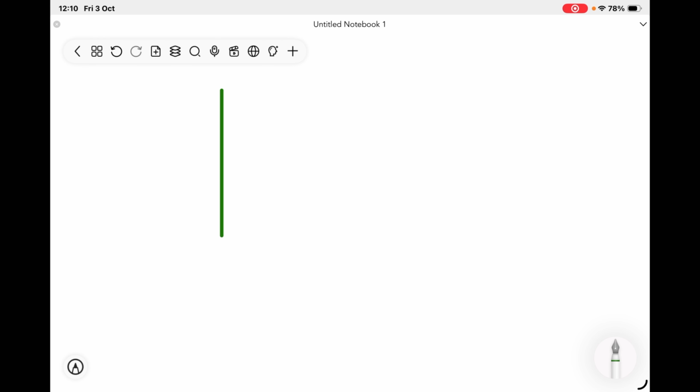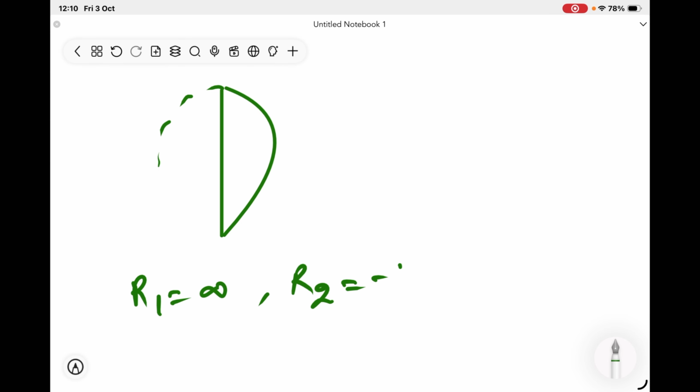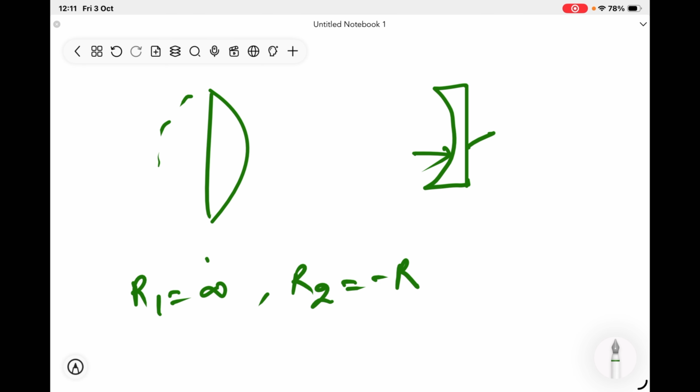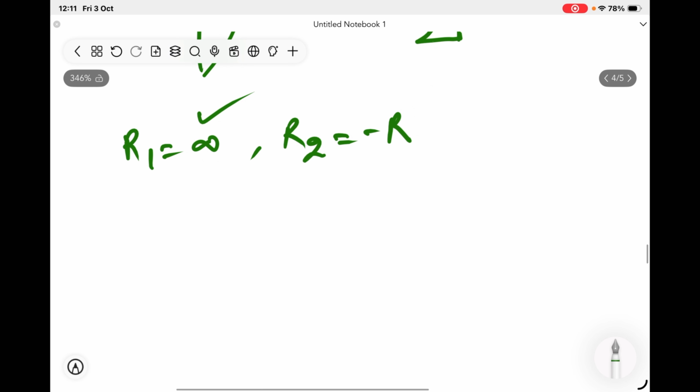So the diagram has been given as this. The first side is this, so you can write R1 as infinity. And for R2, the circle is getting completed this side only, so R2 will be written as minus R. Earlier, in the first case, R1 was minus R and R2 was infinity, but here the first surface is a straight plane, so R1 is infinity.